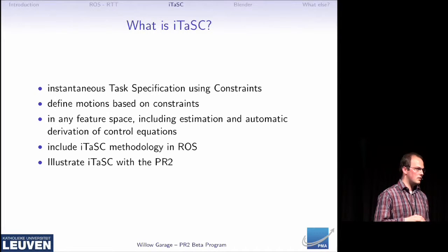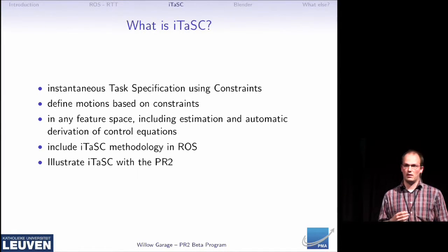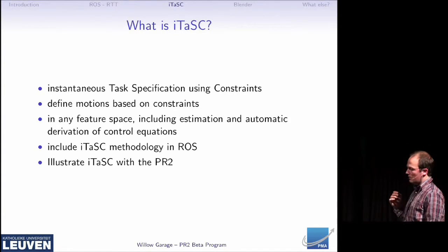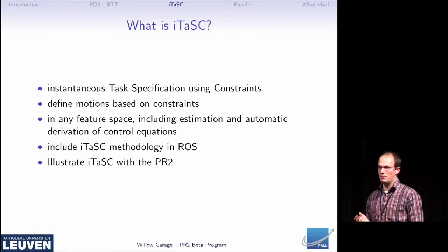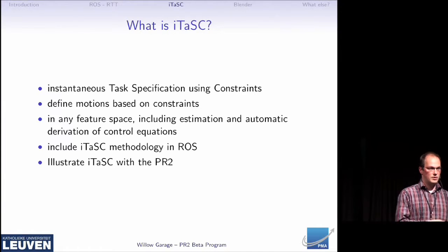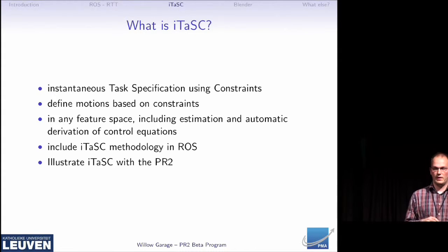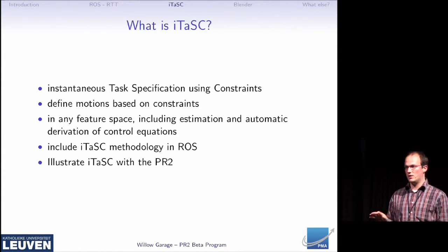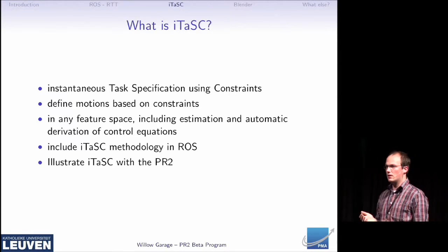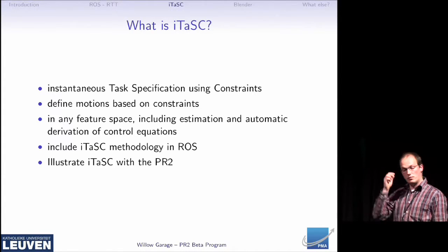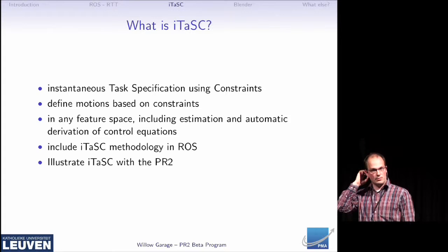Then the second big part of our proposal is iTask. What is iTask? iTask is a way of specifying tasks that are complex. It allows you to define motions in different feature spaces. It can cover geometrical and sensor spaces like camera, laser scan, and you can define tasks only based on constraints over all those feature spaces. What we're going to do is include iTask into ROS, where it is freely available, and we're going to illustrate the power of it by doing some demos with the PR2.